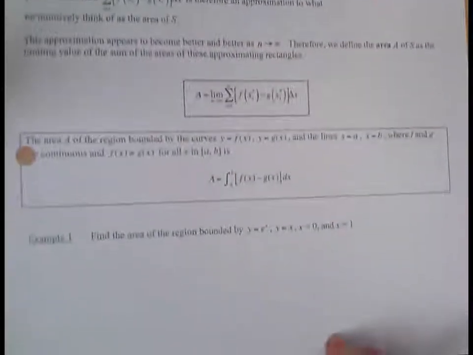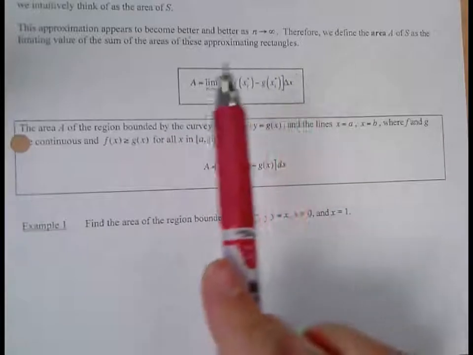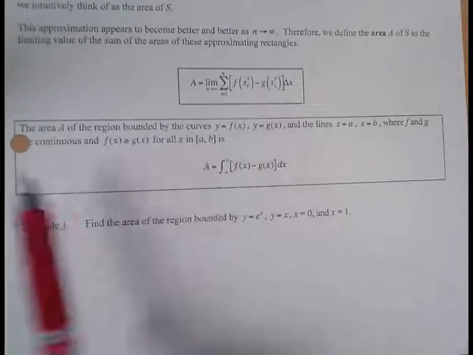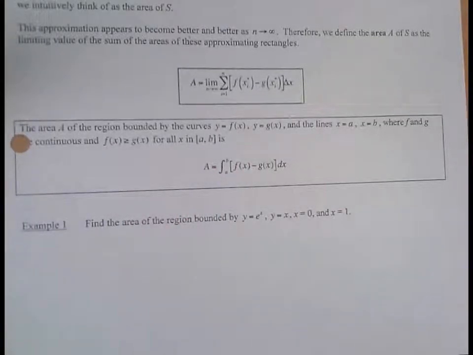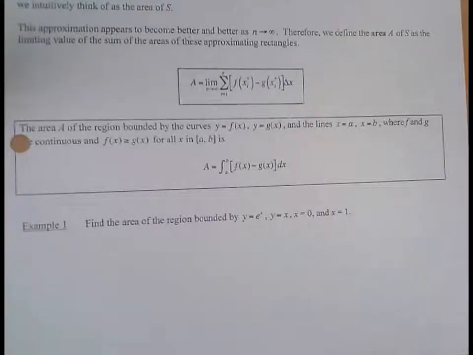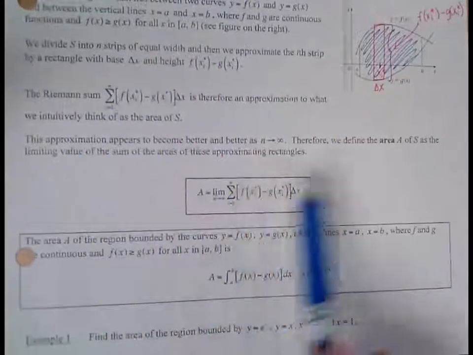So then we recognize this limit as an integral. This is how they define the area between two curves. The area A of the region bounded by the curves y equals f of x and y equals g of x, and the lines x equals a and x equals b, where f and g are continuous and f is greater than or equal to g for all x in the closed interval, is the integral from a to b of f of x minus g of x dx. So the area between curves is the integral of the difference of those two curves. And this is where that integral is coming from.